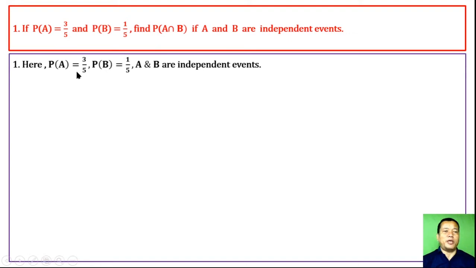Here P of A is 3 by 5, P of B is 1 by 5, and A and B are independent events. Therefore, P of A intersection B, by the given conditions, is P of A into P of B. Their respective values are put and multiplied, we get 3 by 25, which is the required probability.